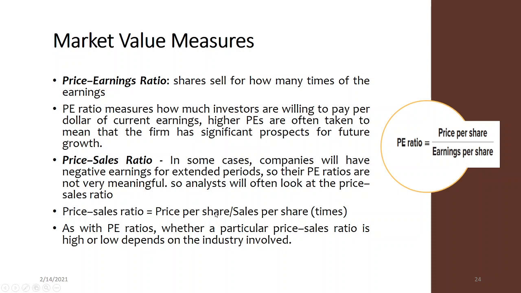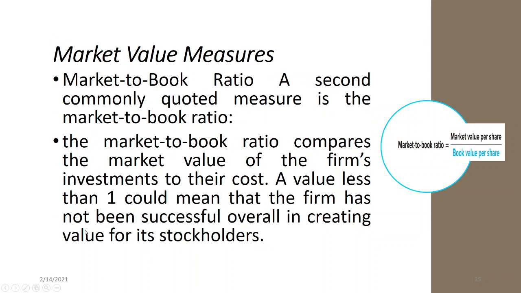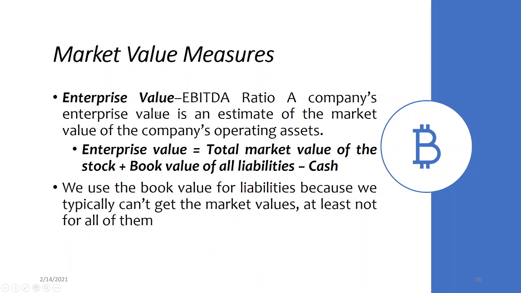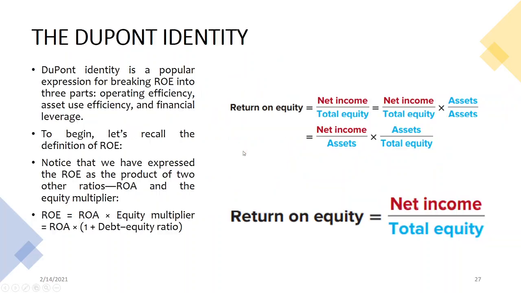So it is gotten as price per share divided by the sales per share. Then we have the market to book ratio, which is computed as market value per share over book value per share. Then we have the enterprise value to EBITDA. And this is the way it is calculated.